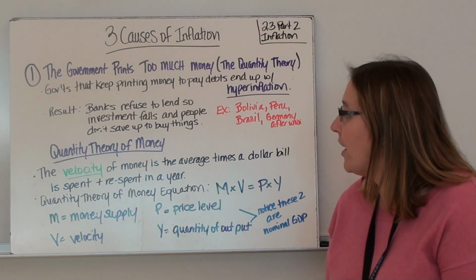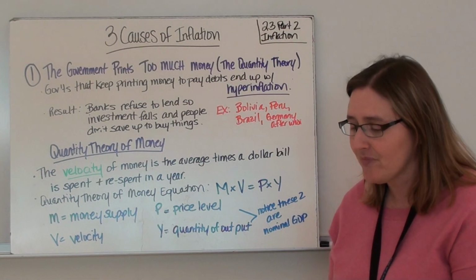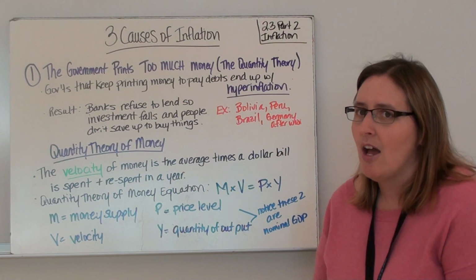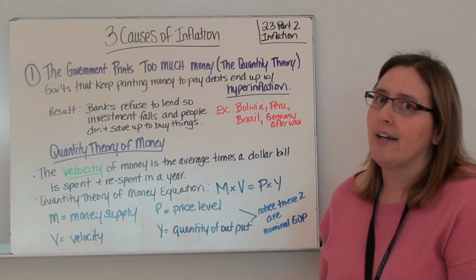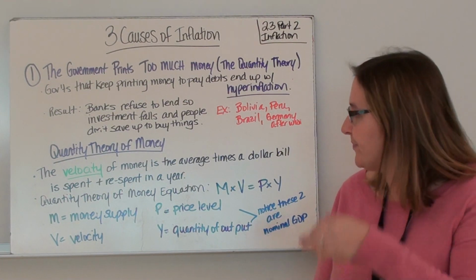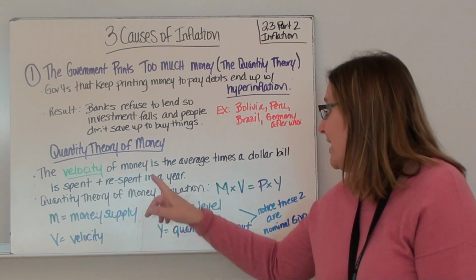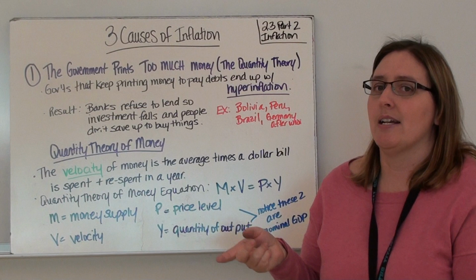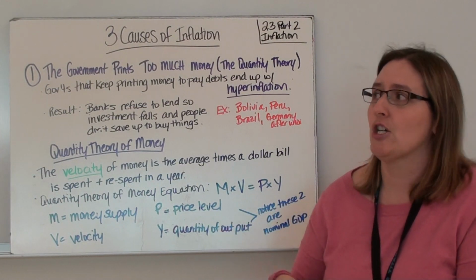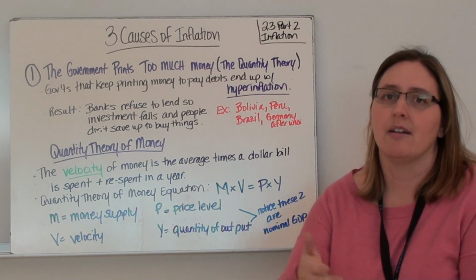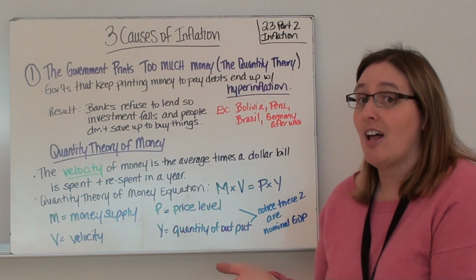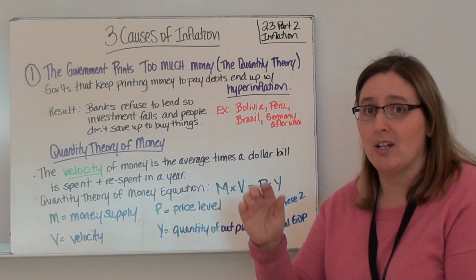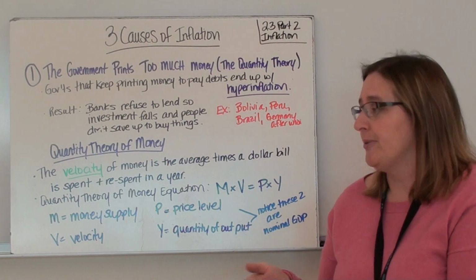So the reason why this happens, economists have come up with a theory. They call it the quantity theory of money. It's like a model to explain why when you print money, it causes super high inflation. So the velocity of money is the average times a dollar bill is spent and respent in a year. So the actual cash is floating around throughout the year, and the velocity is how many times that actual bill has been used that year.